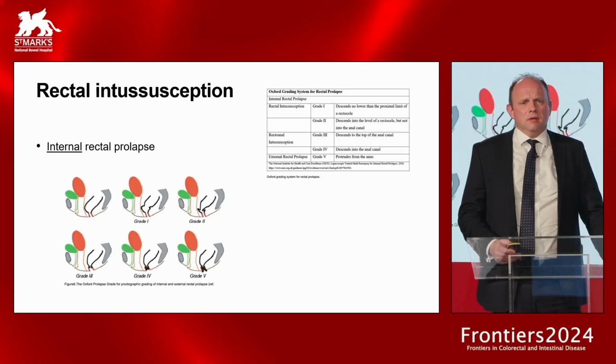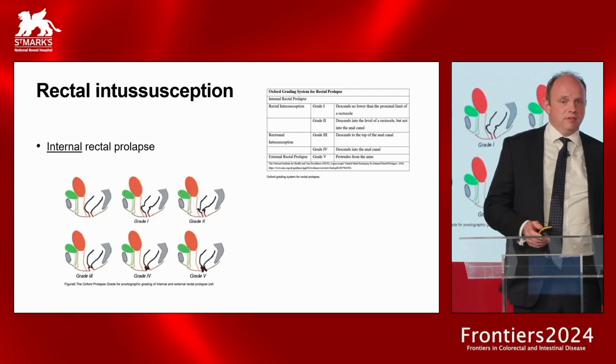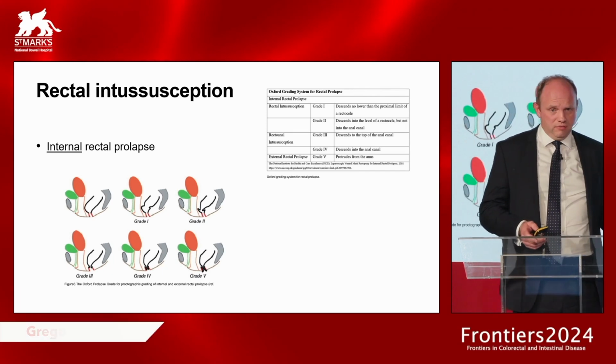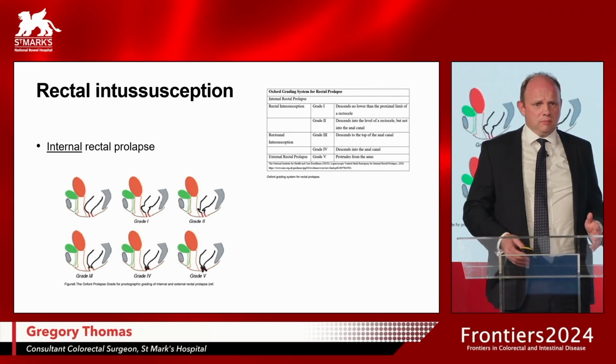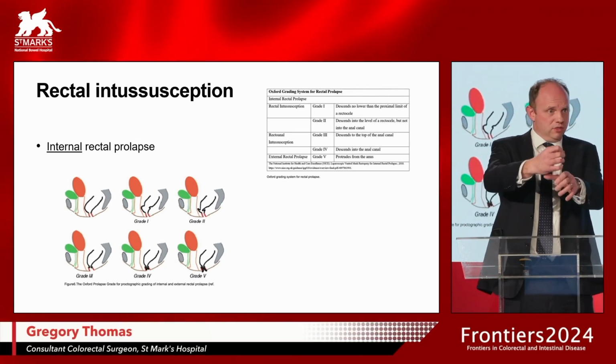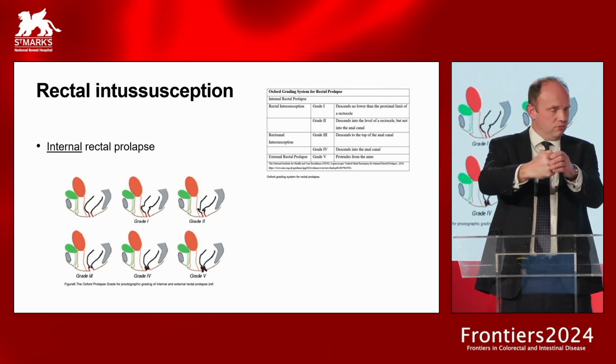Just a few slides to put some of these pathologies into context in terms of management. So rectal intussusception, this is now internal rectal prolapse, not the external variety we spoke about earlier. This is where the rectum is telescoping in on itself. It should be a straight tube and it starts to drop down through itself there.